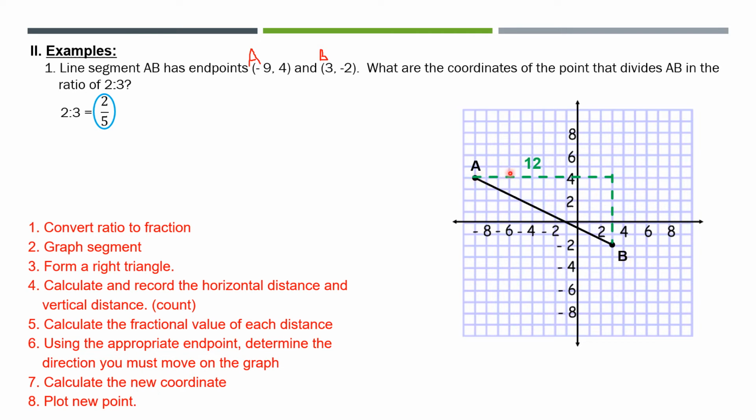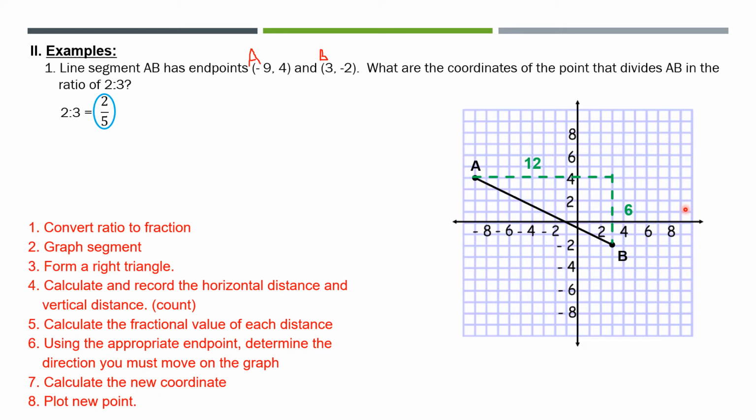Horizontally, I'm going to subtract, so I got 12. Vertically, I'm going to subtract, and I'm going to count 1, 2, 3, 4, 5, 6. I'm going to get 6, and I'm going to record those on my graph. Okay, again, pause the video if you need.